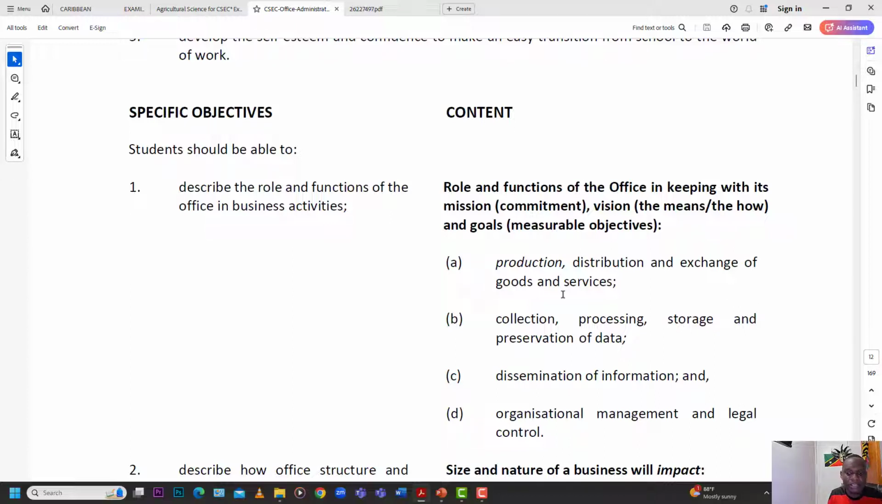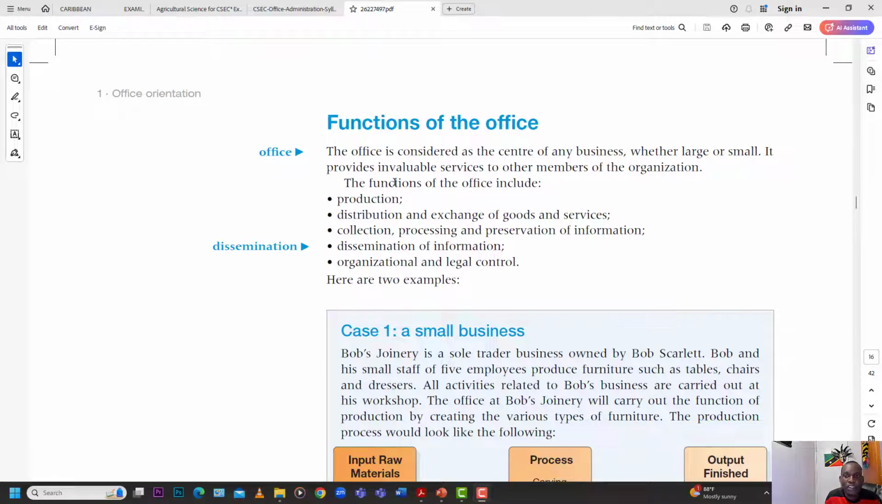But of course, that's just some line items right there. Something you might want to go a little bit more in depth, and so we'll dig a little deeper into the rest. So from our textbook, we're looking at here the functions of the office. The office is considered as the center of any business, whether large or small. It provides invaluable services to other members of the organization. Functions of the office include production, distribution and exchange of goods and services, collection, processing and preservation of information, dissemination of information, organizational and legal control. And so those are the functions of the office.